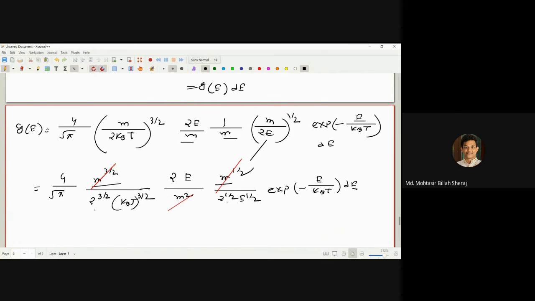2 to the power 3 by 2 and 2 to the power half equals to what? 2 square, that means 4. We have a 2 here. So if we cancel out these 2 and 4, we will have 2 to the power half and 2 to the power half. Wait a second.